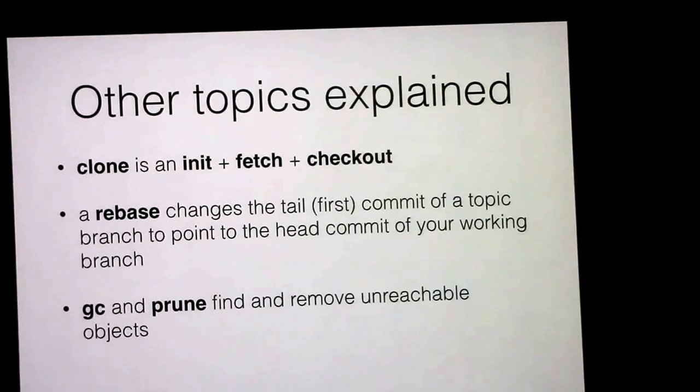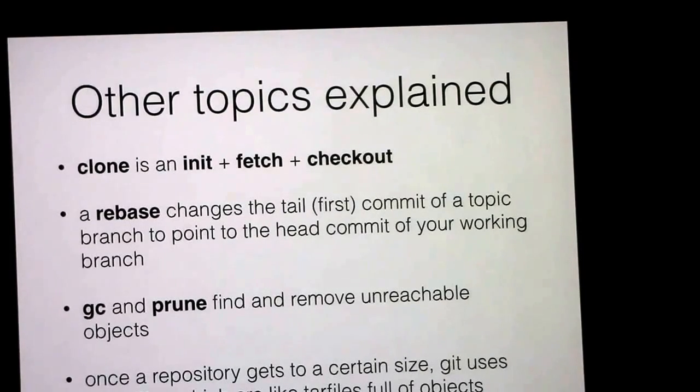Garbage collect and prune find and remove those unreachable objects. Did you notice in our repository we had a couple of blobs that nothing pointed to? GC and prune will find those and remove them, and it's a way to tidy up your repository. After you've done lots of fetches and pulls and merges and things, after a few months, things kind of get a little crispy like that, and this will help clean things up.